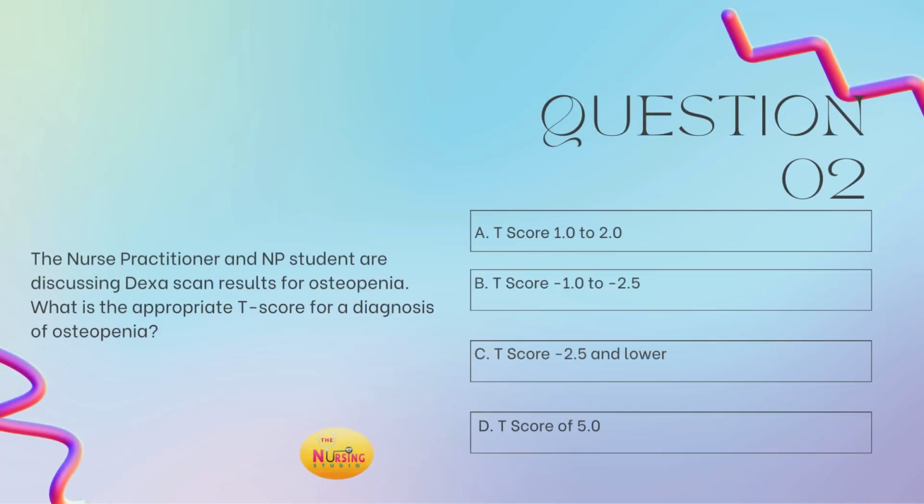Question number two. The nurse practitioner and NP student are discussing DEXA scan results for osteopenia. What is the appropriate T-score for a diagnosis of osteopenia? Is it A, a T-score of 1 to 2? B, a T-score of negative 1 to negative 2.5? C, a T-score of negative 2.5 and lower? Or D, a T-score of 5.0? Take a moment and tell me what you got, you guys.